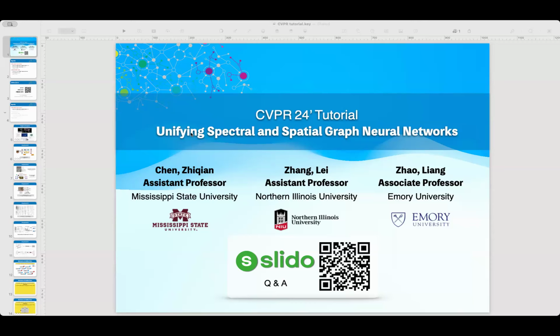According to our survey, existing surveys and many of the theoretical analyses focus on either the spatial or the spectral graph neural networks, but not all of them. So in this tutorial, later we will introduce a framework that looks like this. Our goal is to unify both the spatial and the spectral graph neural networks in the same framework.